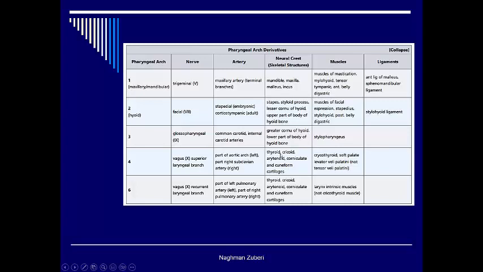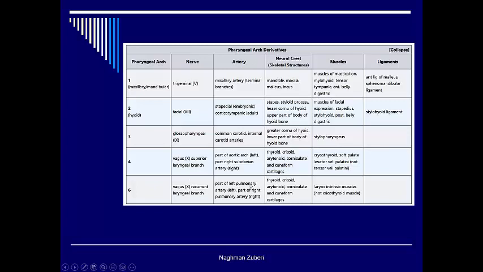Then the skeletal structures, thyroid, cricoid, arytenoid, corniculate and cuneiform cartilages, they are arising from here. Then comes the muscles, cricothyroid, soft palate, levator veli palatini, not the tensor veli palatini, only the levator veli palatini. Then the 6th arch, 5th, as I told you, it appears and it disappears. Vagus, its branch recurrent laryngeal, is the nerve for sixth arch.